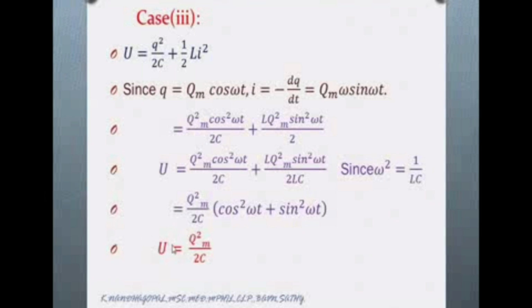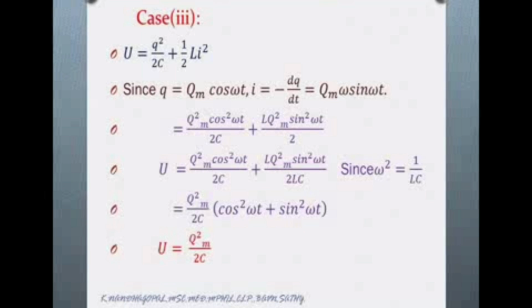This equation is equal to the energy stored in the capacitor. So the total amount of energy is conserved in the above three cases. The total amount of energy is conserved, right? Now the analogy between the LC oscillator and simple harmonic oscillation.